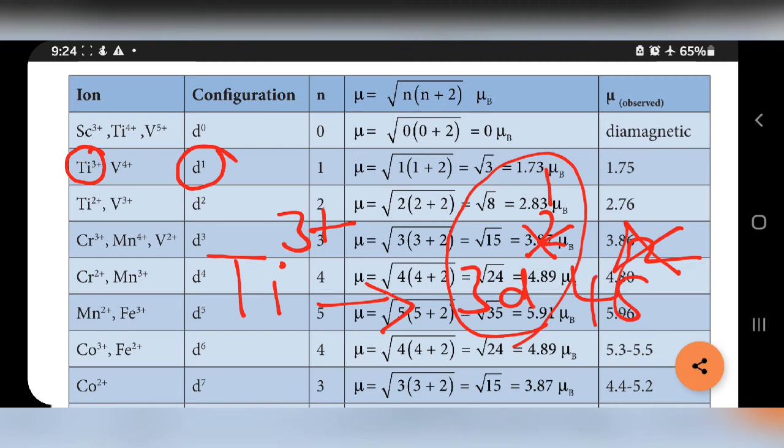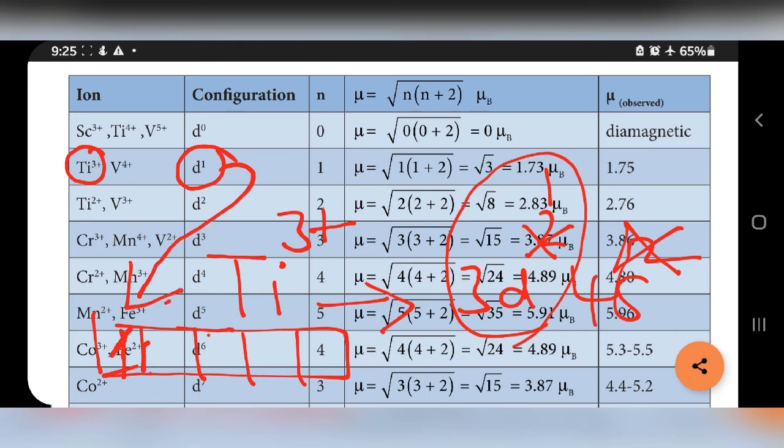So in the d orbital, we can assume this is the d orbital, means 1 2 3 4 5. Here 3d1, that is, the d orbital contains 1 electron, so it contains an unpaired electron, so this is paramagnetic. Paramagnetic means we can calculate the magnetic moment by using this formula.